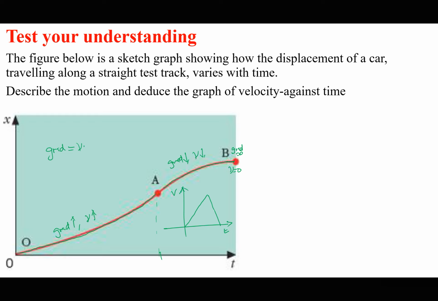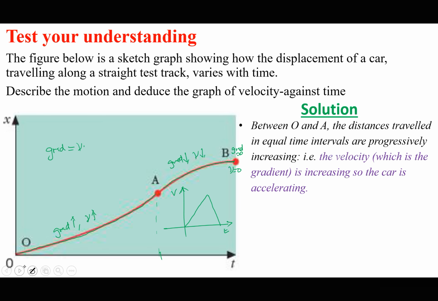Let's first describe the motion for this graph. Between O and A, the distances traveled in equal time intervals are progressively increasing. The velocity, which is the gradient, is increasing, so the car is accelerating. When you become an expert, you notice that because it is a smooth curve, the velocity is increasing by equal amounts in equal time intervals, so you could also say uniform acceleration. But we can simply say the car is accelerating because the velocity is increasing.